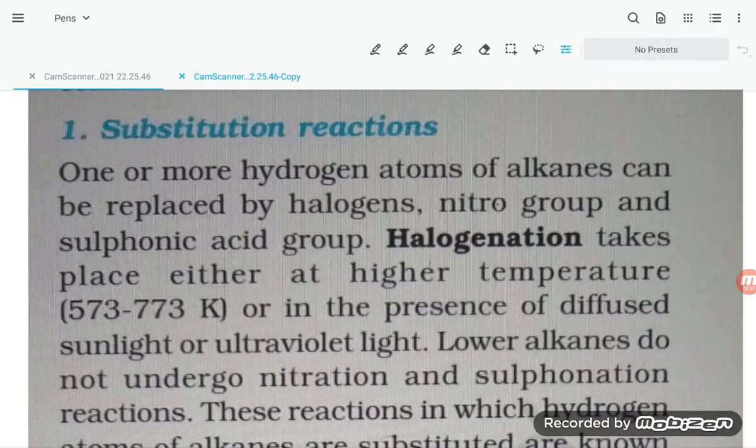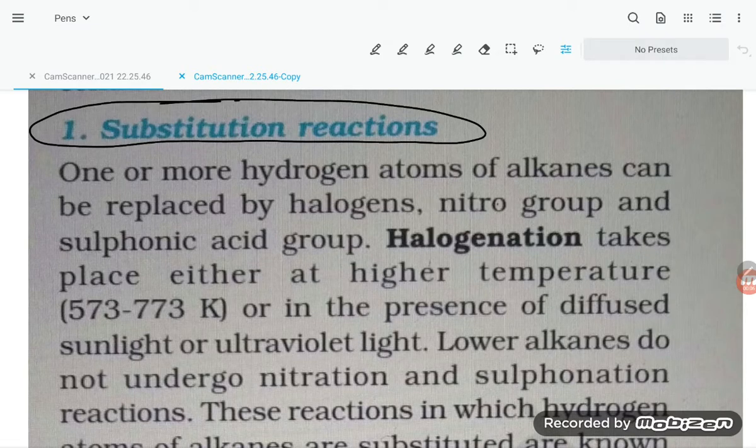Hello students, let us try to understand the substitution reaction of alkanes. What is the meaning of substitution reaction? Suppose we have the hydrogen in the alkane. There are 4 hydrogens in methane, and we are going to substitute them with chlorine. So what if one chlorine substitutes the hydrogen?